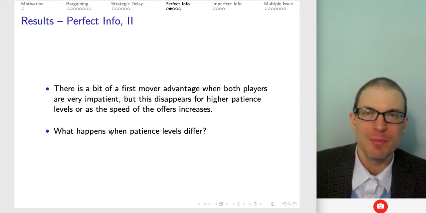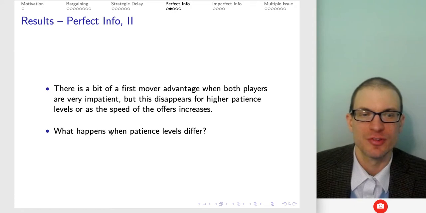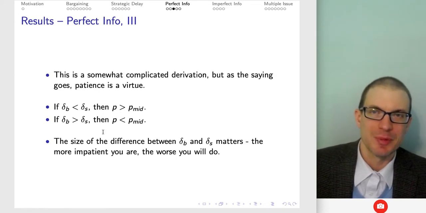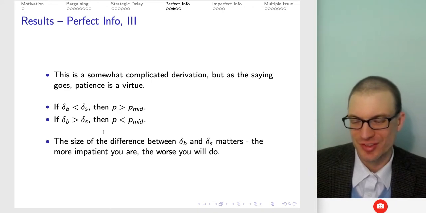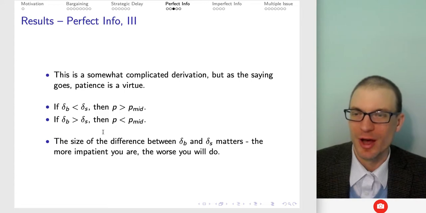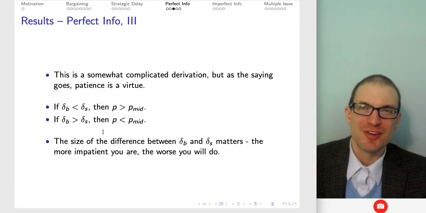And then what happens if the patience levels differ? What happens if we're differently patient? Well, it's really complicated, and so we won't go into it. It's even beyond an Econ 401, even beyond an intermediate micro question. But as the saying goes, patience is a virtue.